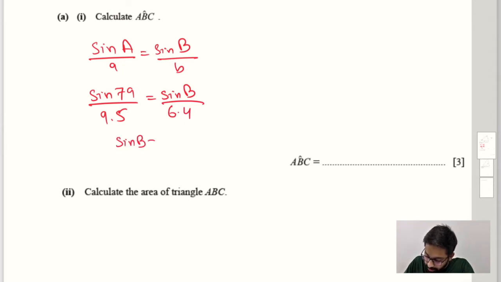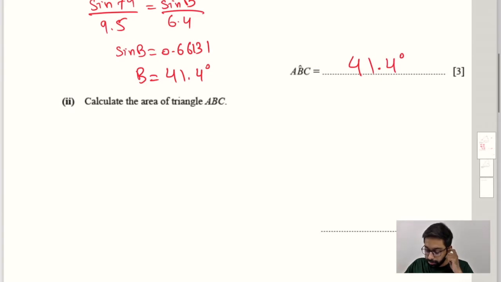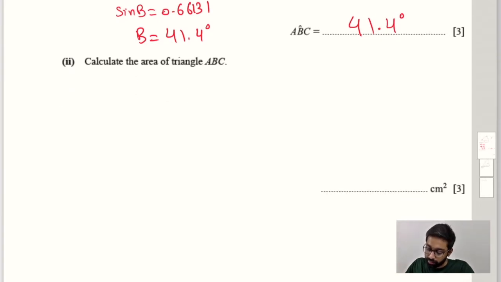So sine B, since I've already done this to make it quicker, sine B is equal to 0.663131. So the angle B comes out to be 41.4 degrees. So you could write that here, 41.4 degrees. The next part says calculate the area of triangle ABC.